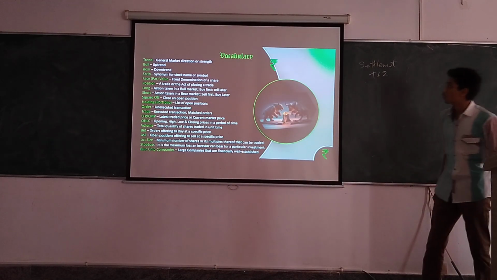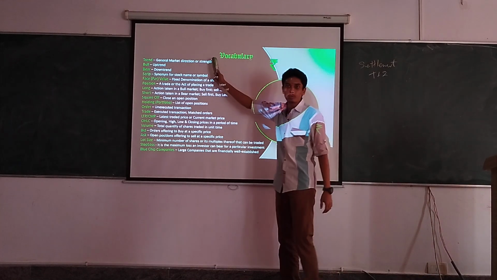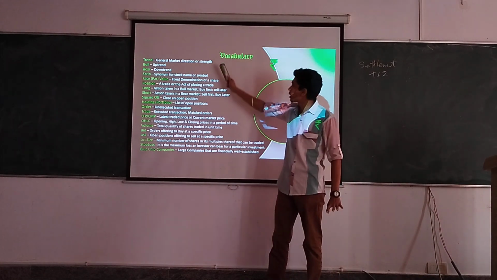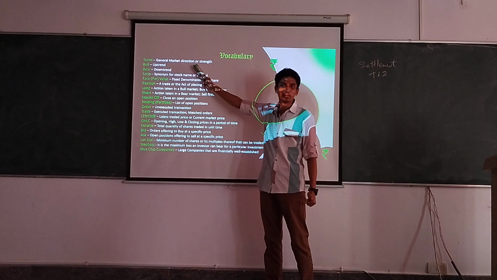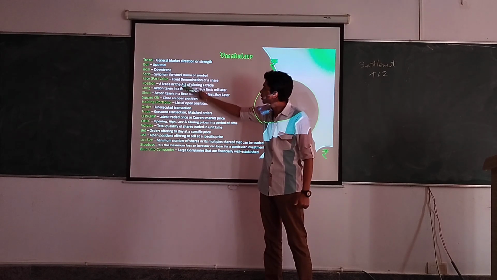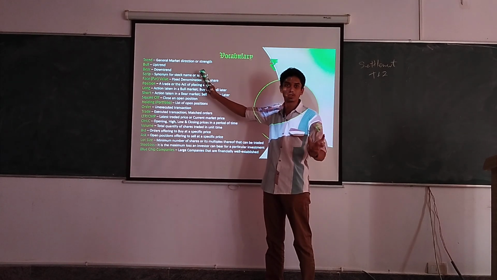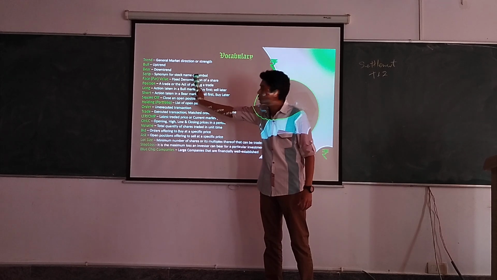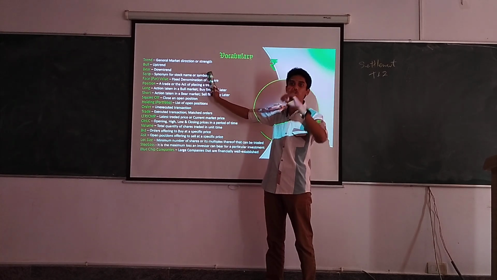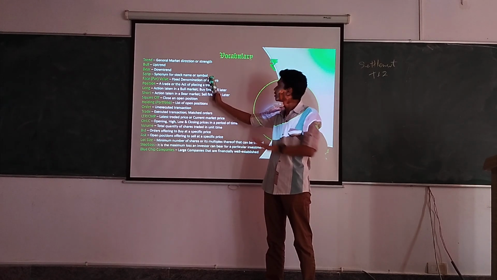Okay, we'll go one by one. Everybody knows what's a trend? It's the general direction of the market. Bull, uptrend or downtrend? Bear, downtrend. What's a script? It's the short form of the stock name. Face value, everybody knows, it's the value written on the share. We'll look at the uses later.